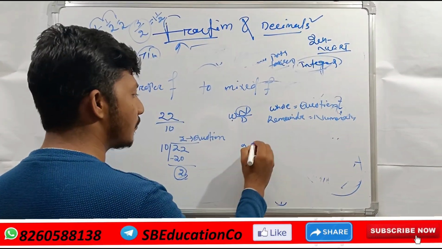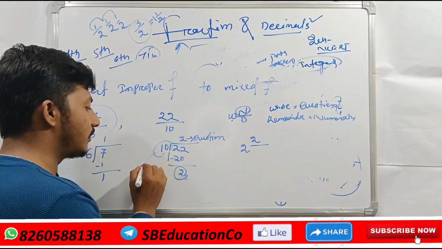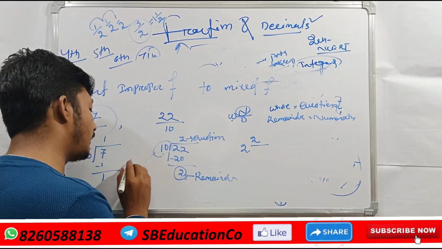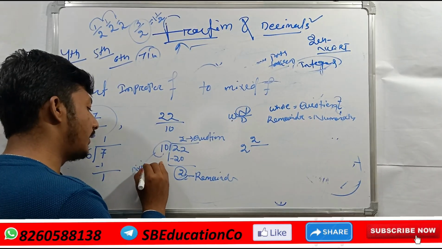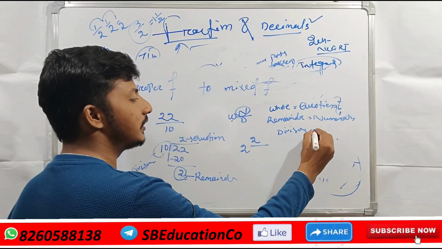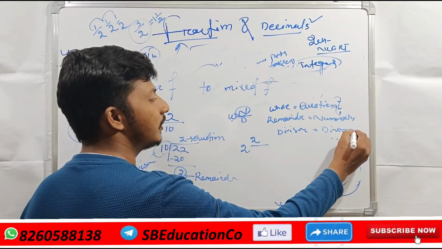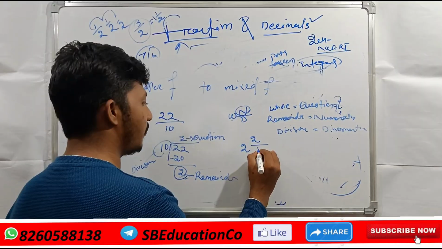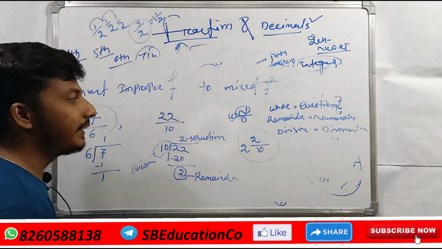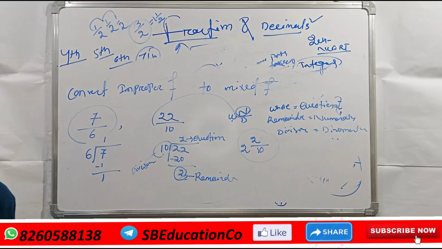So in the place of numerator, write the remainder: 2 whole 2 by divisor. This part is the remainder, and this part is the divisor. The divisor is equal to the denominator. So the divisor here is 10, that is 2 whole 2 by 10, which is the conversion of the improper fraction to the mixed fraction.